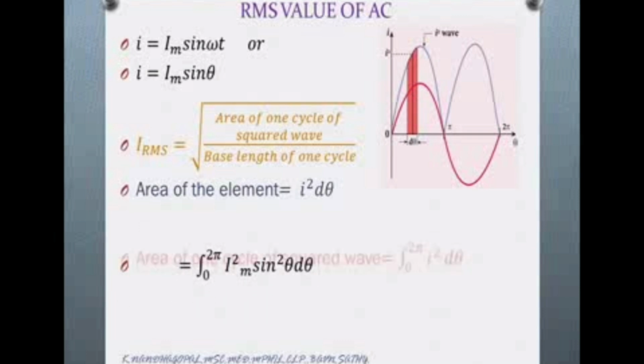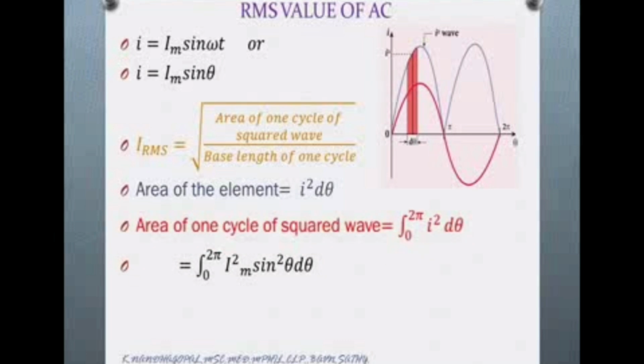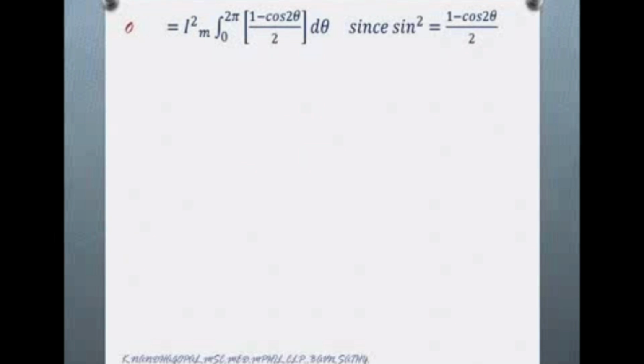To get that value, you have to integrate it. So integral of 0 to pi I square d theta. Instead of I square, we are substituting the value I square m sin square theta d theta. So I square m is a constant, and the remaining is the integral from 0 to 2 pi of sin square theta d theta. So next, you are integrating that value. You will get I square m integral of 0 to 2 pi, and sin square theta you can write as 1 minus cos 2 theta by 2, into d theta. We substitute that value before integrating.